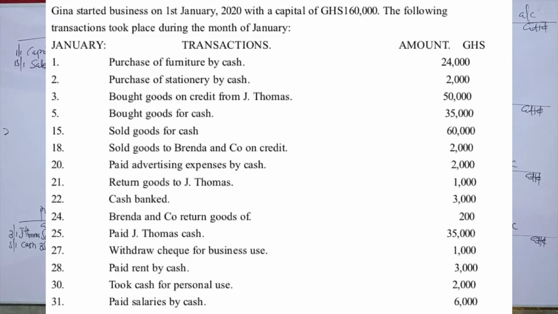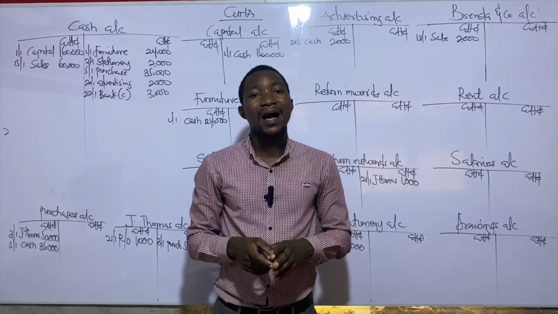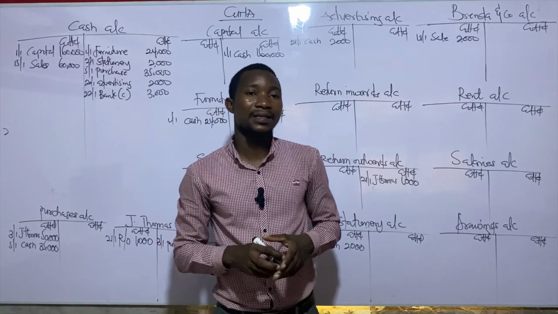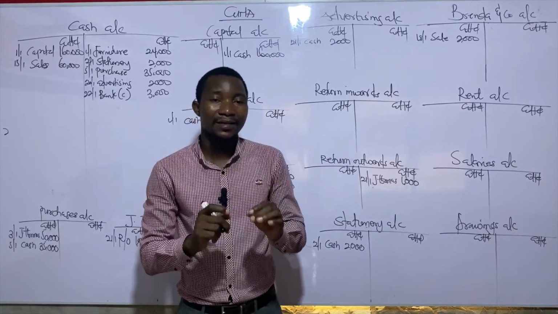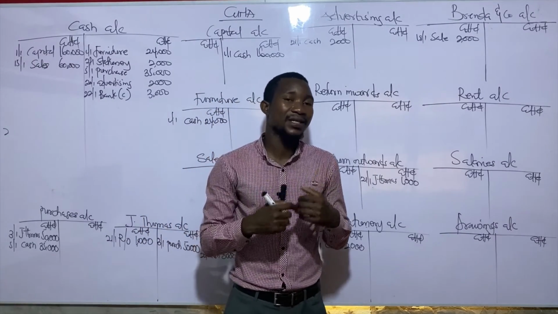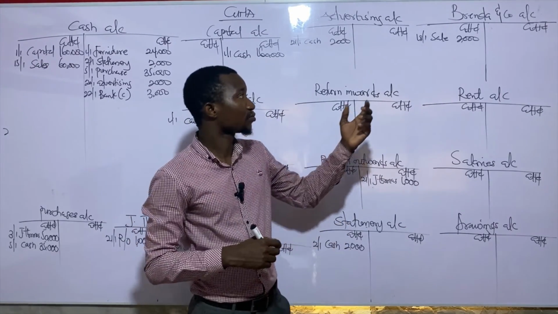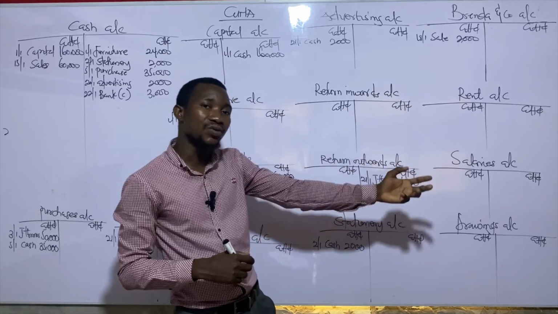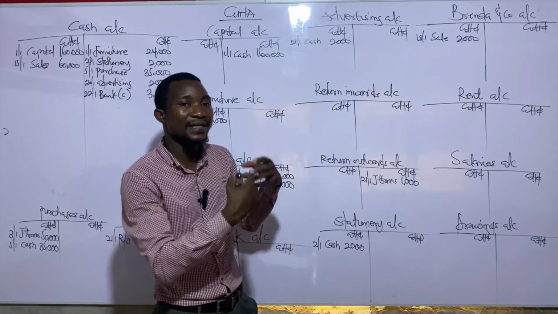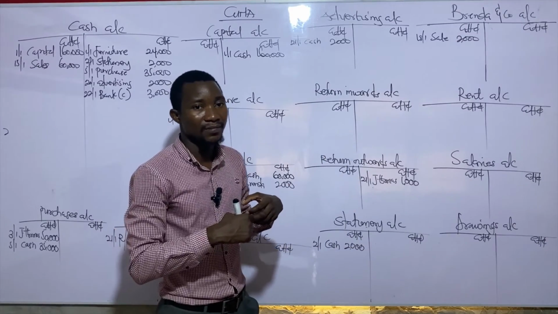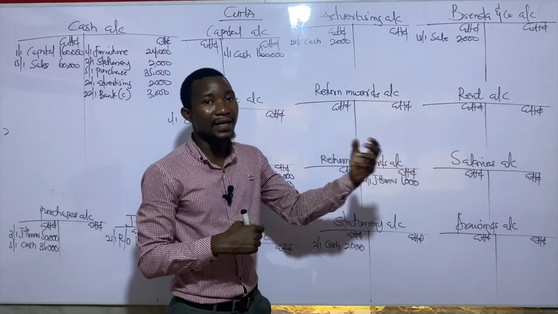That was on the 24th. Brenda and Co. returned goods of 200 Ghana cedis. Brenda has returned goods of 200 Ghana cedis. Remember that Brenda is a debtor to Gina as a business. So Brenda is returning goods to the business. So the goods are coming into the business. So we call that a return inwards. Is this clear? A return inwards.